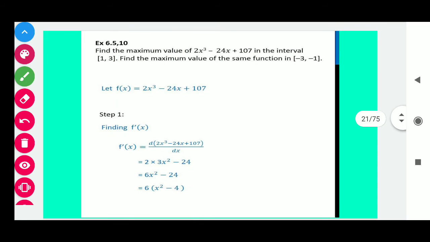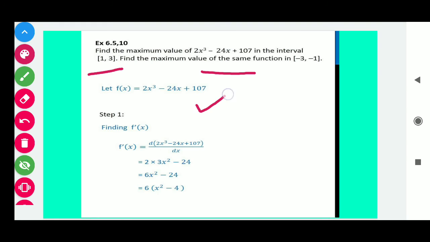Now students, I am sharing with you question number 10. Find the maximum value of 2x cube minus 24x plus 107 in the interval [1, 3], and find the maximum value of the same function in the closed interval [-3, -1]. So students, let's start the solution.